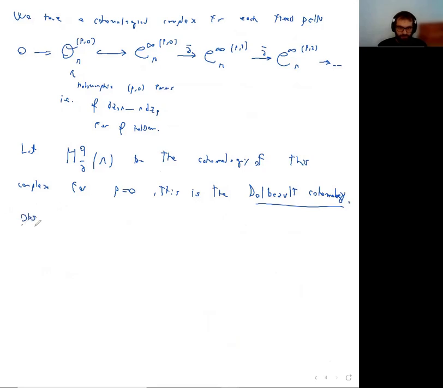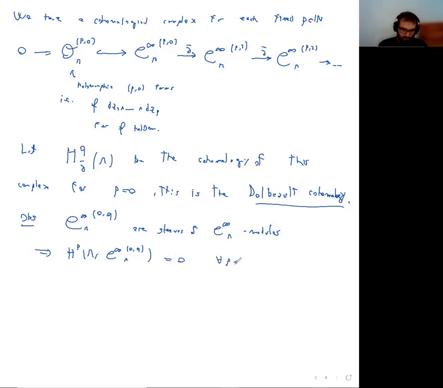So the observation, of course, is that all of these things, C infinity M of type (p,q), are sheaves of C infinity M modules, right? You can always multiply by smooth functions. So they are acyclic, for p greater than or equal to 1. Therefore, the cohomology of this complex, so the Dolbeault cohomology, is nothing but the sheaf cohomology of the first factor.